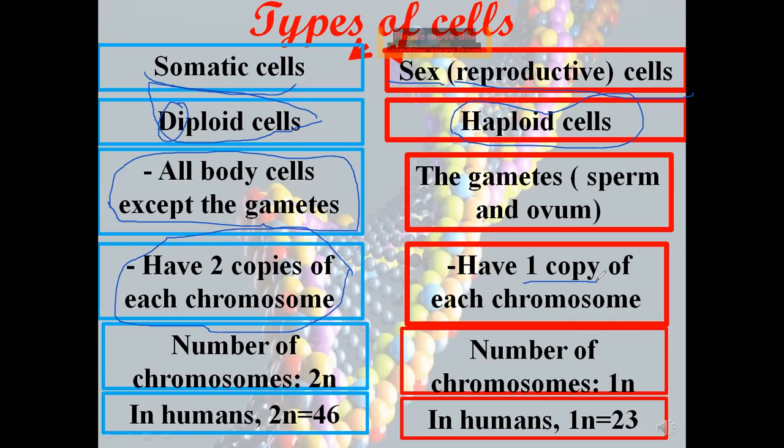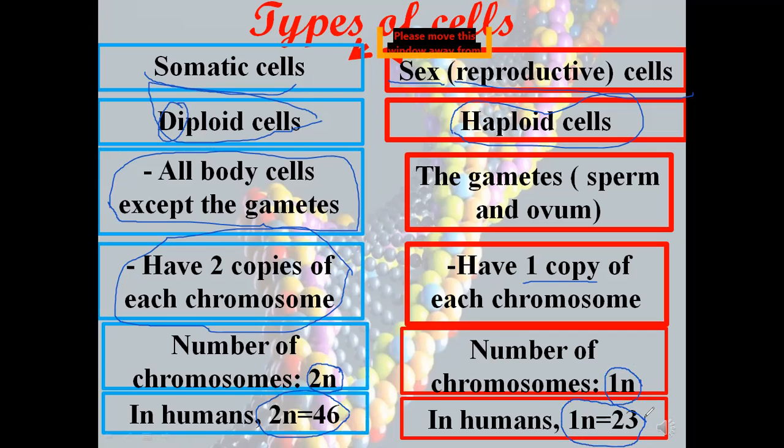Let's move to more properties of these different types of cells, starting with the number of chromosomes. We said we have two copies of each chromosome, so the number of chromosomes is represented as 2n, where in a human 2n equals 46. However, if the cell is haploid, you have only one copy of each chromosome, so it's 1n, and 1n equals 23 in a human.